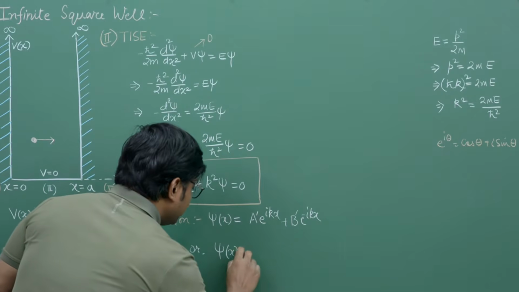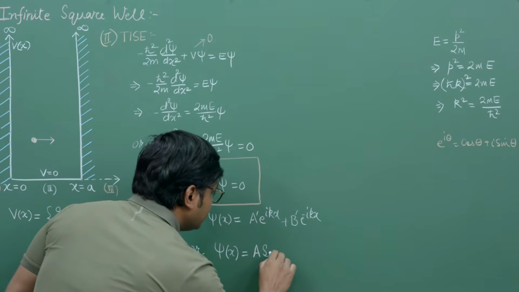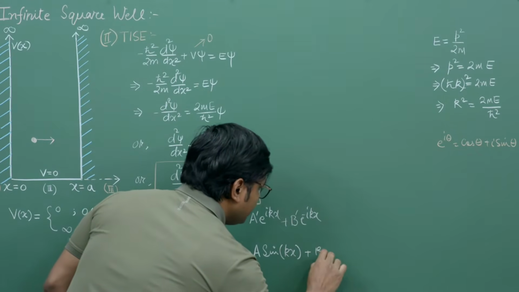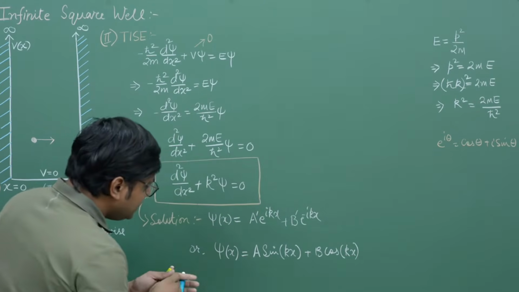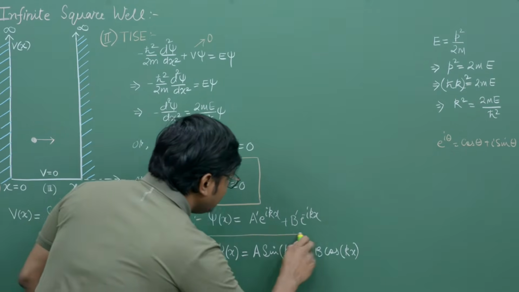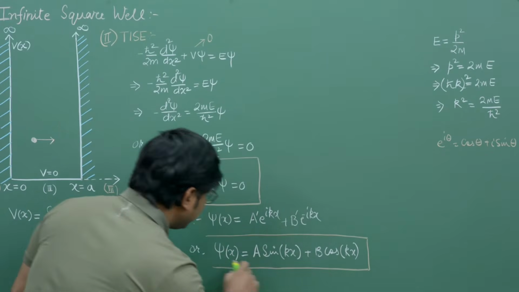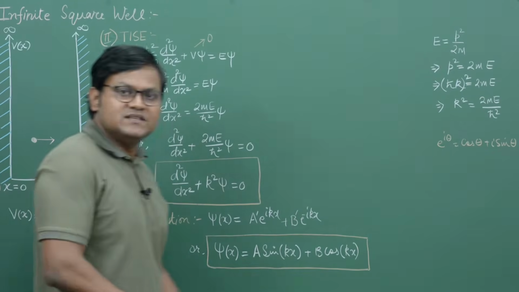psi x is equal to, I will have different constants now, let's suppose a sine kx plus b cos kx. All right. So for a particle which is stuck in an infinite potential well, a rectangular potential well, the solution is an oscillatory solution, as simple as that.